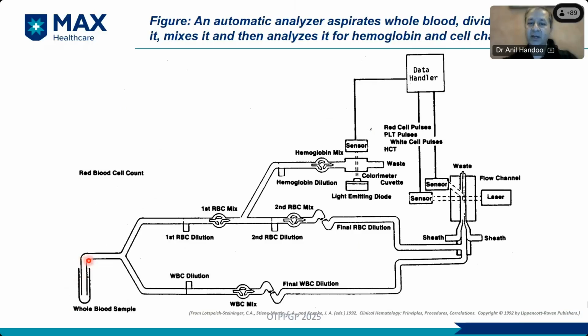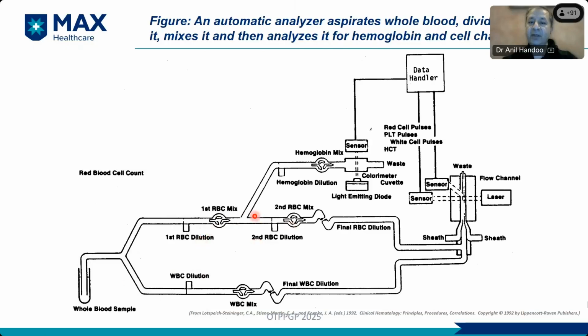Once it gets sucked up, it gets divided into two distinct parts, as you can see in this picture over here. So one part of it goes into what is called the RBC chamber, RBC or platelet chamber, and the other one which is called the WBC chamber. So in the RBC chamber, the white cells are kind of ignored, and you're only looking at the red cells and you're looking at the platelets, and it's primarily based on impedance.